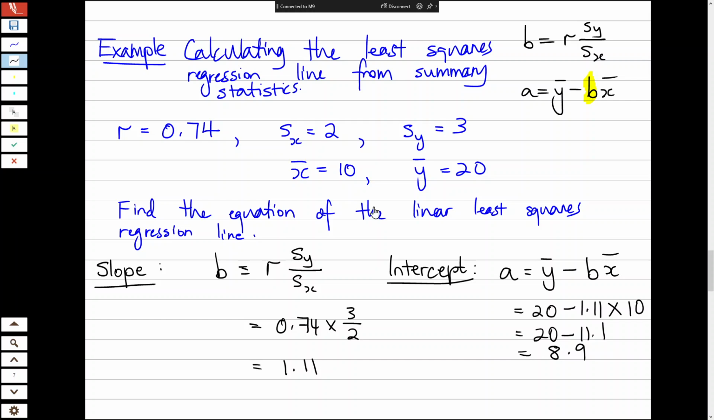So using two simple formulas for A and B, I've now got my slope and my intercept for the linear least squares regression line that minimizes the sum of the square of the residuals. You'll memorize that soon. Don't forget to write an equation as your final answer. So y equals 8.9 plus 1.11 times x. Y equals a plus bx, where a is your intercept and b is your slope.